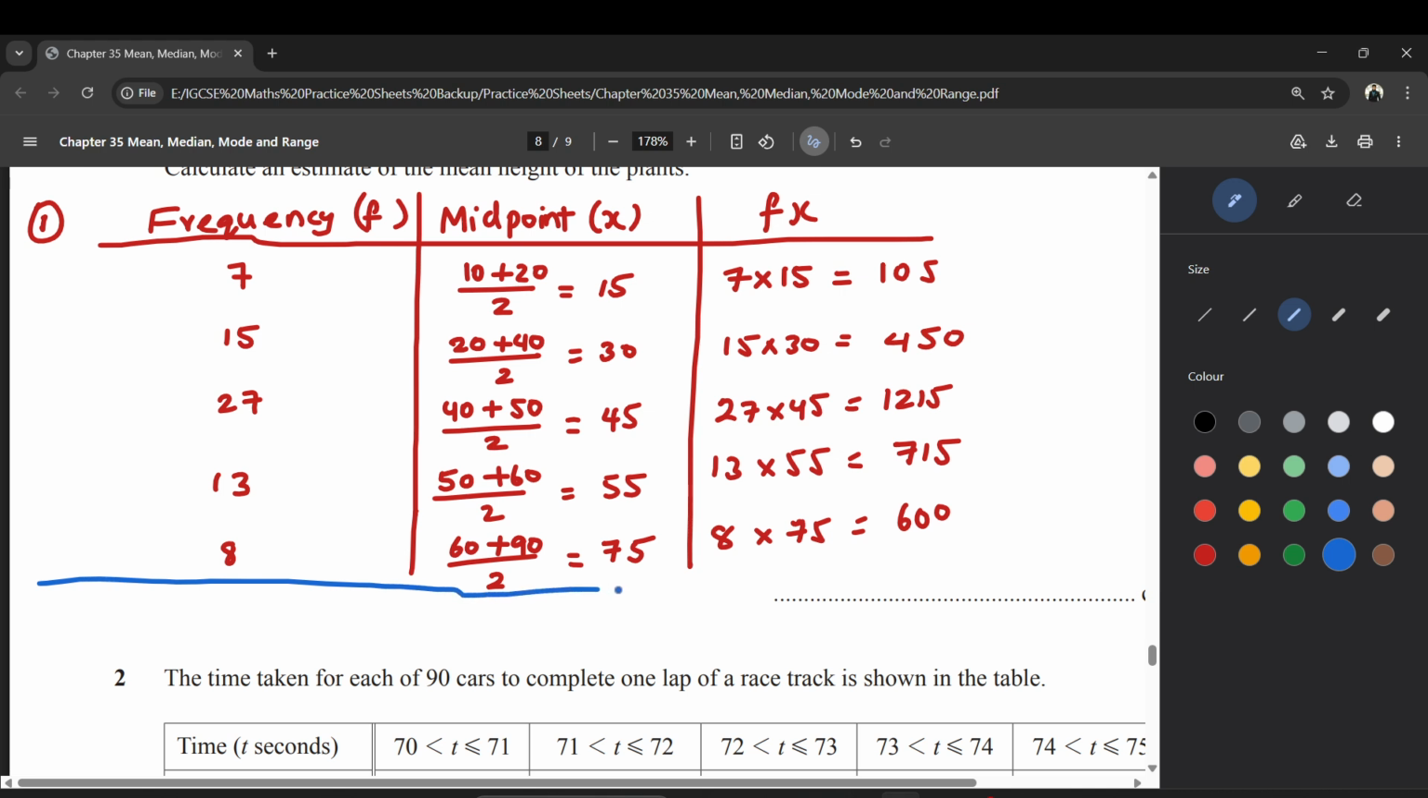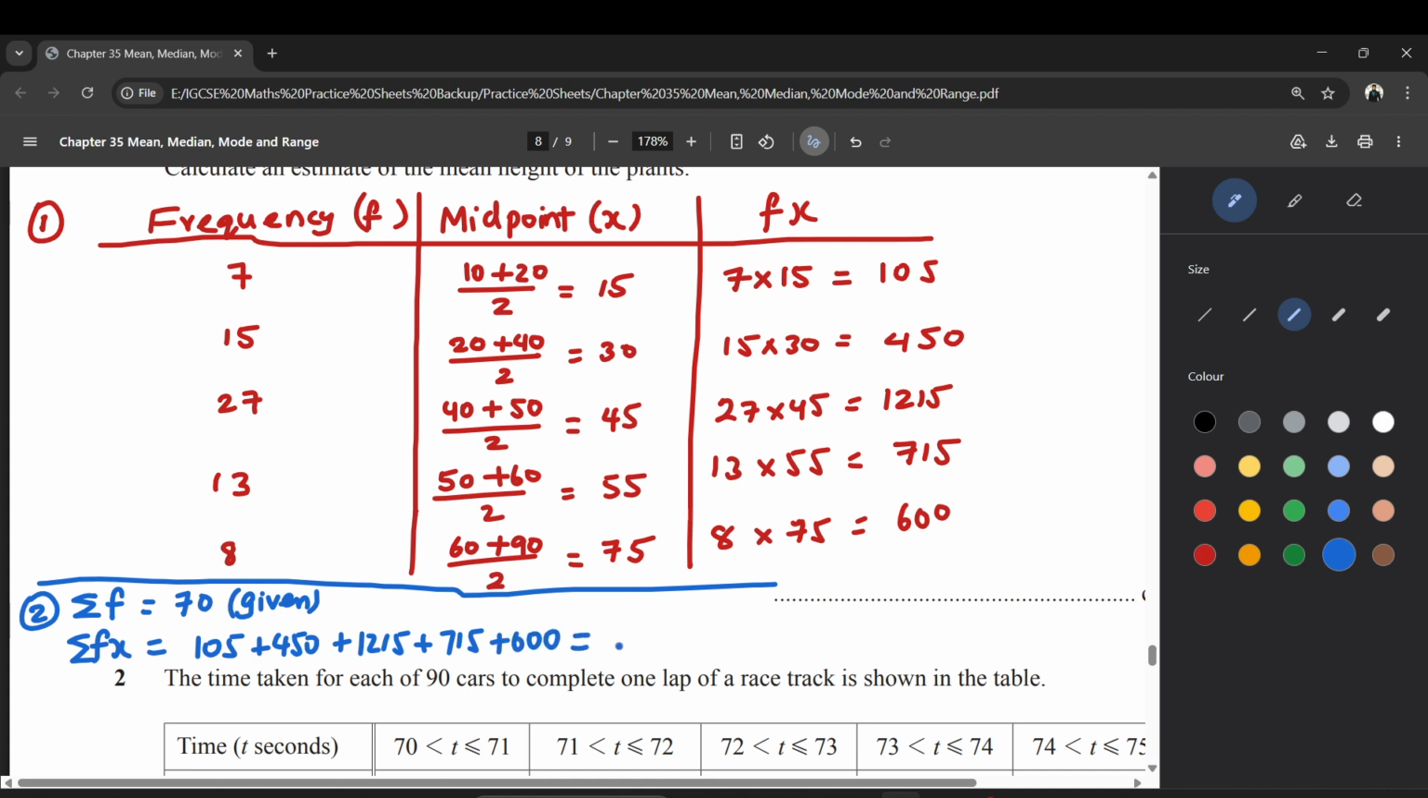let me draw a straight line over here. Now step 2 is to find out sigma f and sigma fx, right? So sigma f is already given to you, which is 70, right? So this is already given in the question. Now I need to find out what is sigma fx. So that would be 105 plus 450 plus 1215 plus 715 plus 600. Okay, add them all up. So you would get 3084.